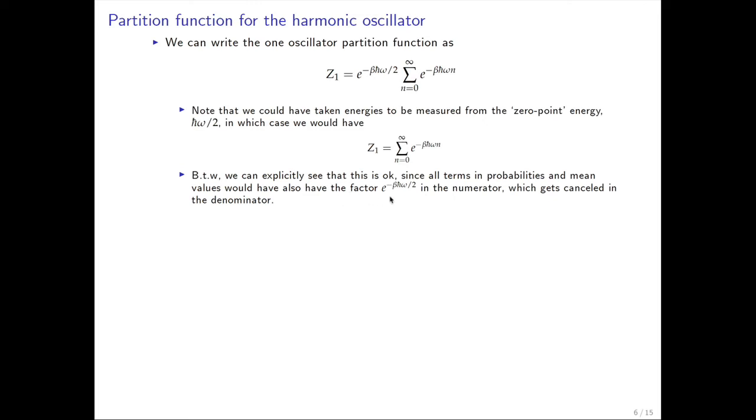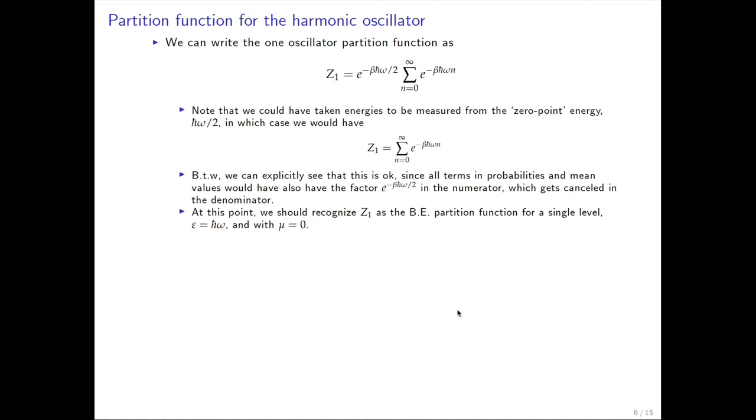You could see that this is okay because we could take either one as our partition function. That's because whenever we calculate anything like probabilities or mean values, we'd have this factor in the numerator, and it would get canceled by this factor in the denominator. So this just shows explicitly that we can choose the zero of our energy when we're doing statistical mechanics with the canonical ensemble. So we can work with either one, and we'll see it's in some ways more advantageous to work with this one because when we look at this, we'll say, oh, wow, that looks like something we've seen before.